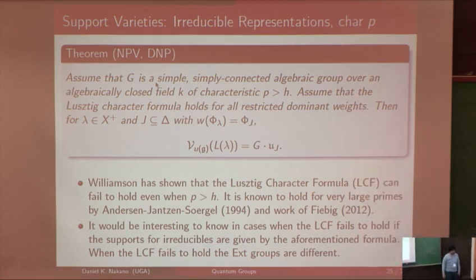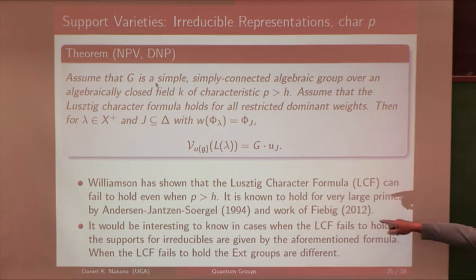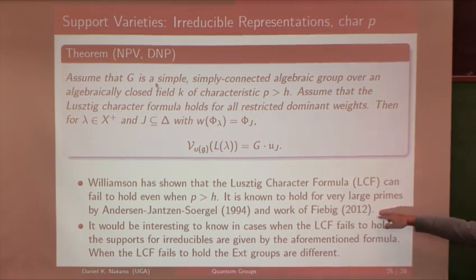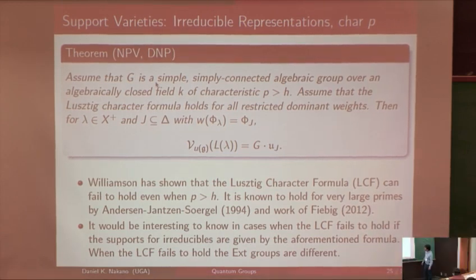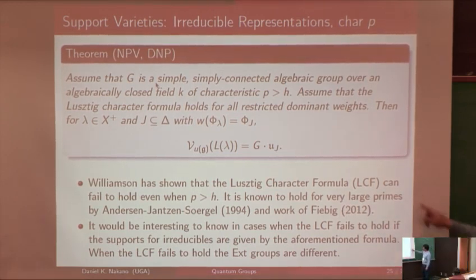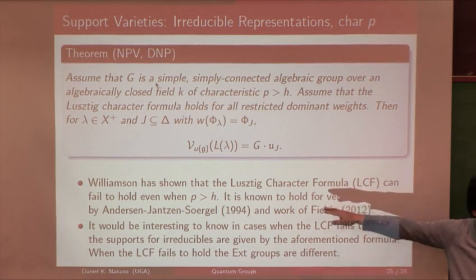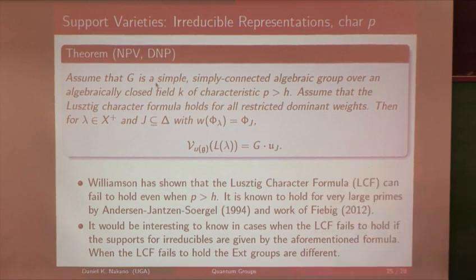All right, so we know that the Lusztig character formula holds as long as p is very, very large, due to work of Andersen, Jantzen, and Soergel, and also a more concrete bound by Fiebig. Okay? And Williamson has shown that the Lusztig character formula can fail even when p is bigger than h. So he has those counterexamples in type A where the Lusztig character formula fails. So we don't know whether this theorem is true for p bigger than h in general. Okay? Only when the Lusztig character formula is true.